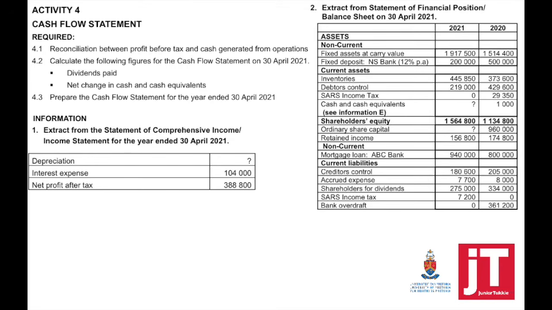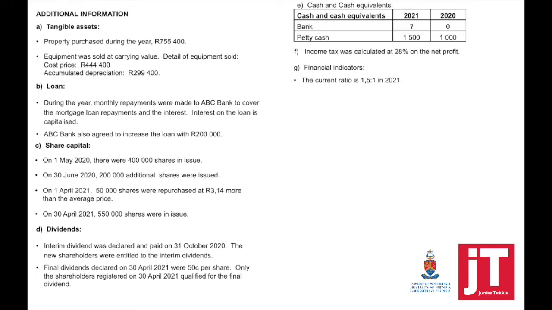If we look at the information provided, you are provided with an income statement for the year ended 30 April 2021, and an extract from the balance sheet. Make sure that you look at how the information is given to you and then go through the additional information.